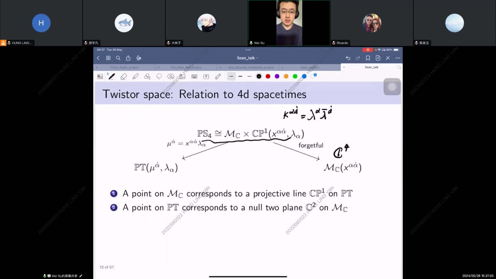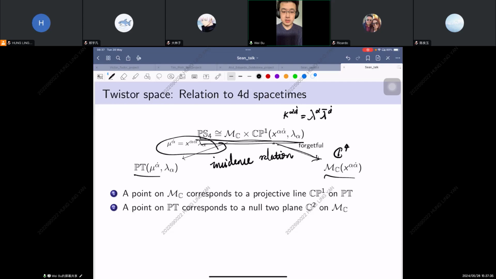So the map from this bigger space down to Minkowski space itself is just a forgetful map where you forget about the CP1. And the map down to twisted space, on the left-hand side, is something called the incidence relation, which encodes all the geometric relation between PT and MC. So to go from PT to MC, you need to go first back up to this bigger space called correspondence space, and then push down with the forgetful map.